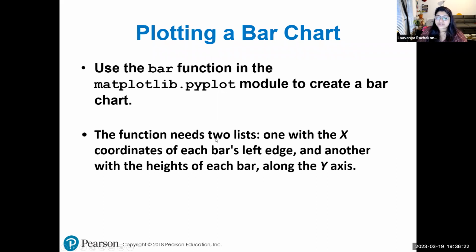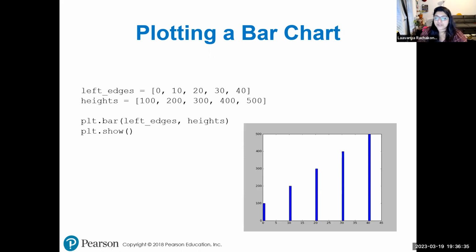And this function needs two lists, one with the x coordinates and another one with the y coordinates, which are basically the heights. X coordinates are the edges, so that is the width, and then y coordinates is the height. So left edges and heights, plt.bar(left_edges, heights), plt.show, and plt.bar will give you a bar graph. plt.plot will give you a line graph. So that is the basic difference.